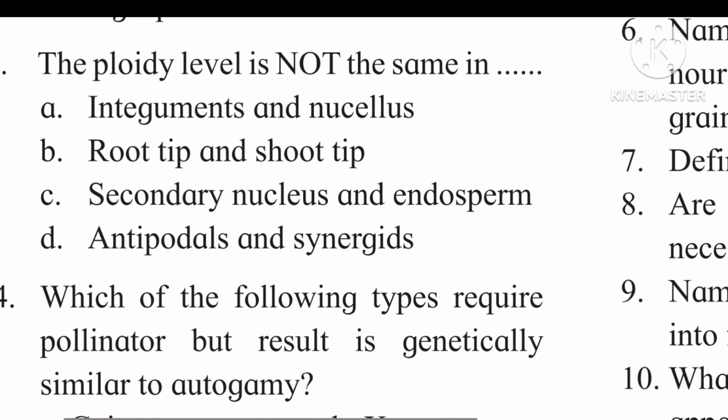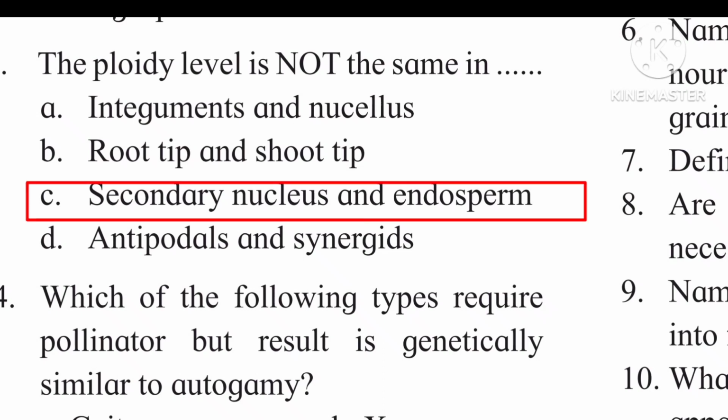Third, ploidy level is not the same in A, integuments and nucellus; B, root tip and shoot tip; C, secondary nucleus and endosperm; D, antipodals and synergids. Here correct option is secondary nucleus and endosperm.